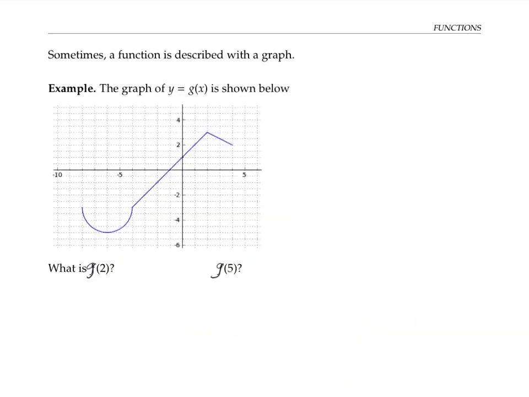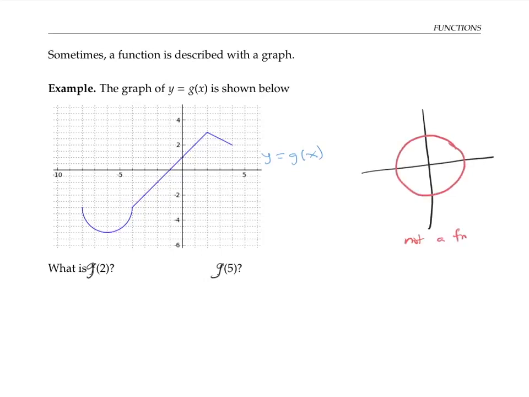Sometimes a function is described with a graph instead of an equation. In this example, this graph is supposed to represent the function g of x. Not all graphs actually represent functions. For example, the graph of a circle doesn't represent a function. That's because the graph of a circle violates the vertical line test. You can draw a vertical line and it'll intersect the graph in more than one point.